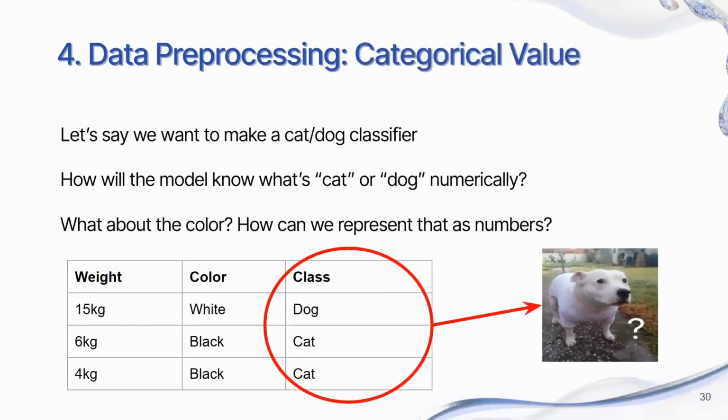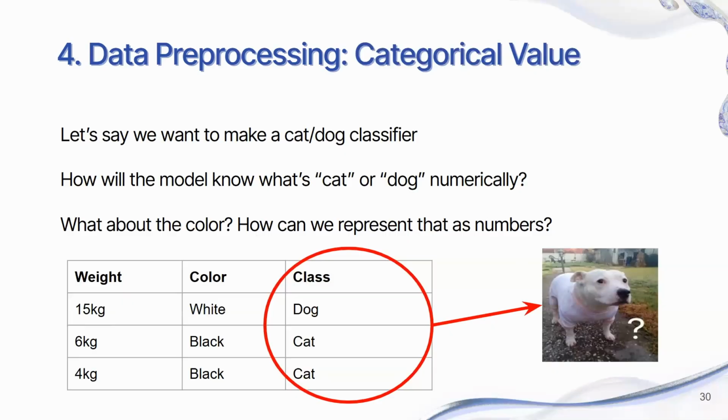Next one, categorical values. We saw before that in your data sets, you might have words. Let's say I want to make a cat and dog classifier, and this is the data set you have. You have the weight in kilograms, the color as white and black, the class as dog and cat. But are we able to put these words into a machine learning model? No. So what do we actually have to do? Encode it, yes. We have to convert this into some numerical representation so that your machine learning model is able to learn. Any ideas of what is the common practice for this?